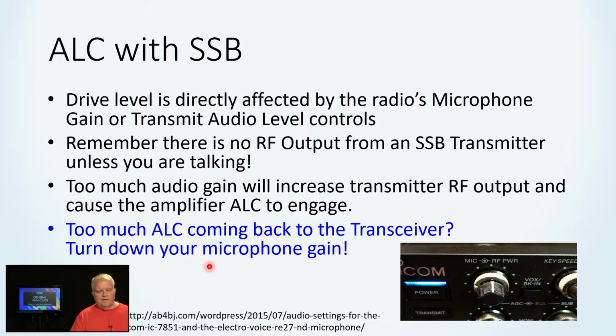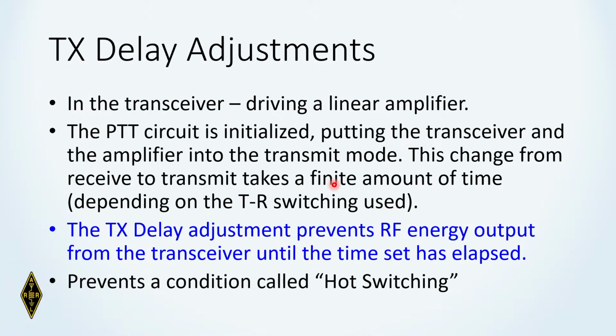Another adjustment that might need to be made in your radio, in the transceiver, driving a linear amplifier, is something called the transmitter delay adjustment. When you push your push to talk button on your microphone, for example, it takes a finite amount of time for tube type amplifiers to flip from receive to transmit. And that finite amount of time has to be compensated for. And so in your radio, there will be a TX delay adjustment that prevents RF energy output from the transceiver until that set time has elapsed.